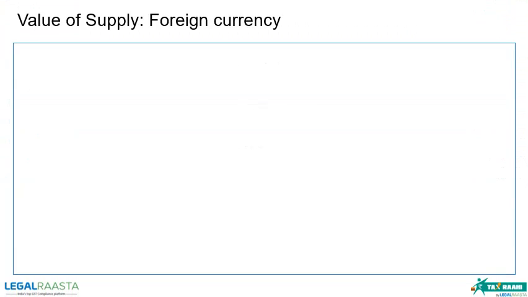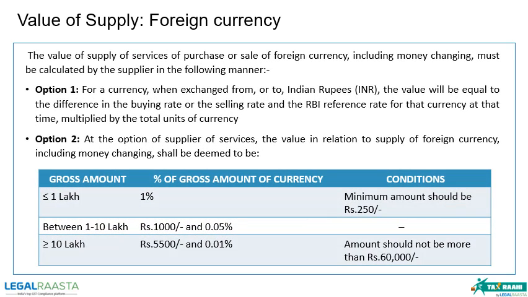In case of foreign currency, the value of supply of purchase or sale of foreign currency, which includes money changing, is calculated in different ways. Like, for a currency when exchanged to or from Indian rupees, the value will be equal to the difference in the buying and selling rate, and by multiplying the total units of the currency with the RBI's reference rate. At the option of the supplier, the value of supply shall be what is given in the above table.